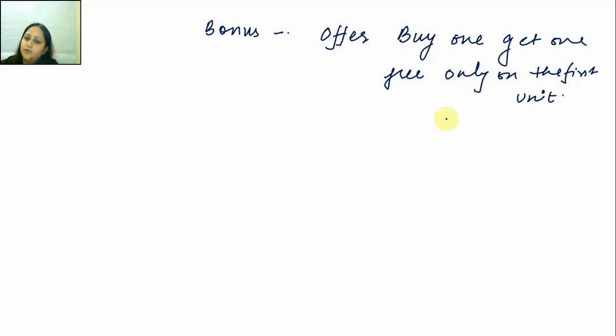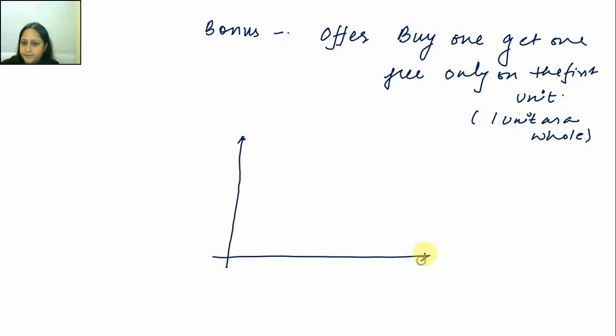ठीक है. And he says that you have to buy the first unit as a whole. मतलब उसने बोला कि मैं आपको एक बैग ऑफ कैशूज फ्री दूंगा अगर आप एक बैग ऑफ कैशूज लेते हो. उसके बाद आप 2 लो, 3 लो, 4 लो, मुझे फर्क नहीं पड़ता, मैं तो सिर्फ एक बैग पे आपको फ्री दूंगा. Then what will be the budget line? Think. ये मेरी ओरिजिनल बजट लाइन है.